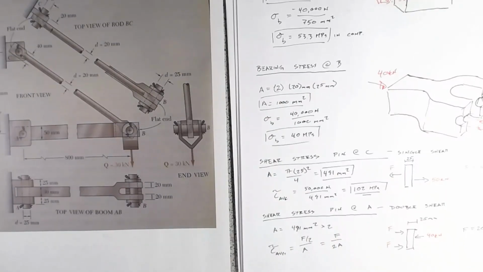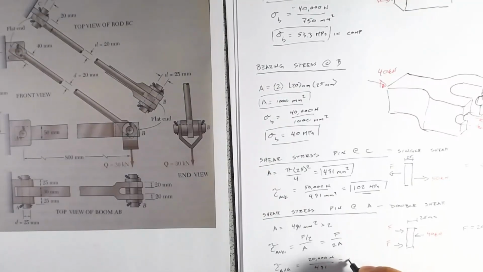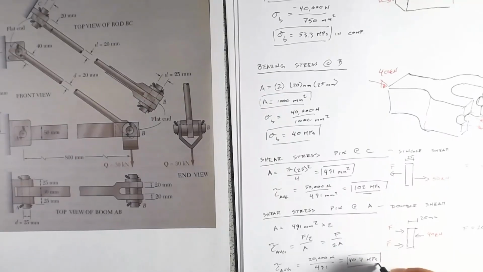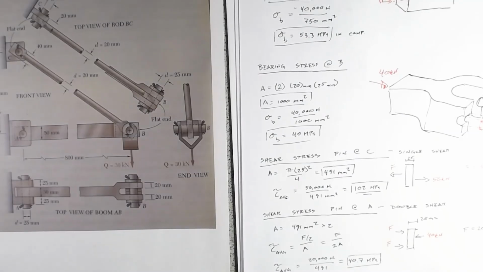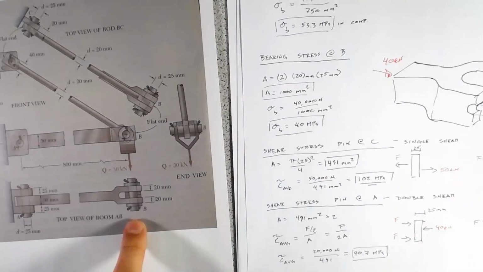We've got 20 kilonewtons, and we've got the 491 already written out. So our average stress equals 20,000 newtons divided by 491, and that's just going to be equal to 40.7 MPa. All right. So we've got our 2 pins down. Time to look at the pin at B.